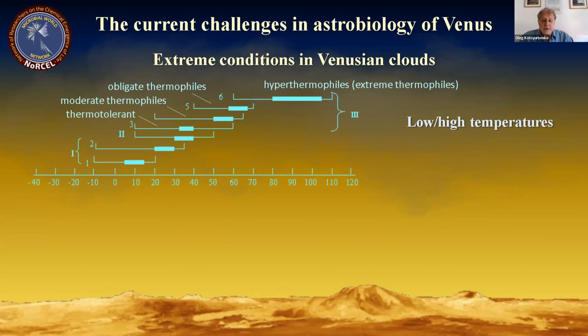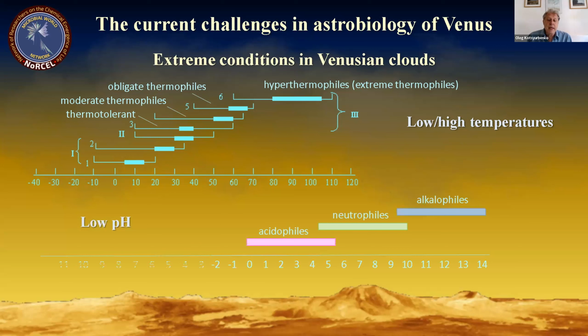The second extreme factor, if not the first actually, is the very low pH at which only a limited number of known terrestrial acidophiles can survive. So the hypothetical organism in the clouds of Venus must be a thermoacidophilic organism.